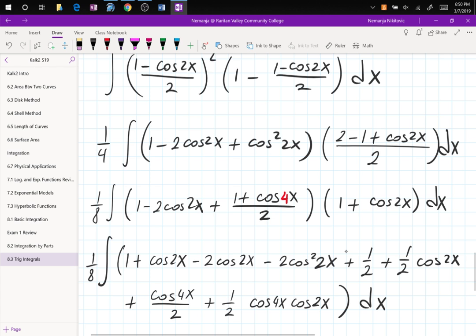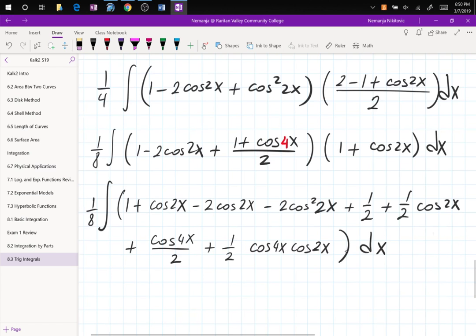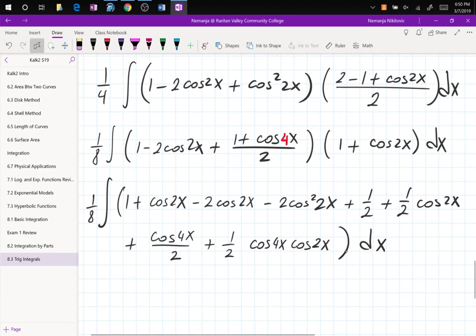The first parenthesis has 4 terms. The second parenthesis has 2 terms. When you multiply them, 4 times 2 is 8 terms. So we had to have 8 terms, right? Now you collect like terms to reduce this integral. I have a 1 and a half. Oh no, not that half. Half is right here. So that's 3 halves. So that collapses into 3 halves over here.